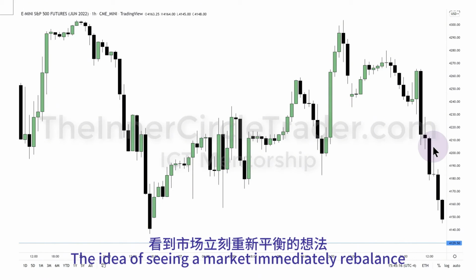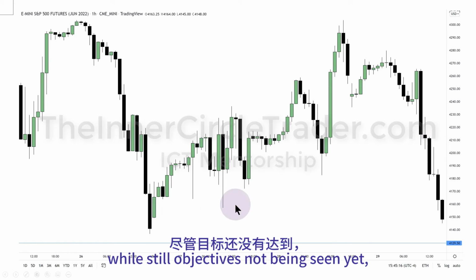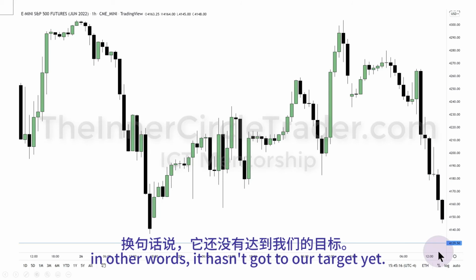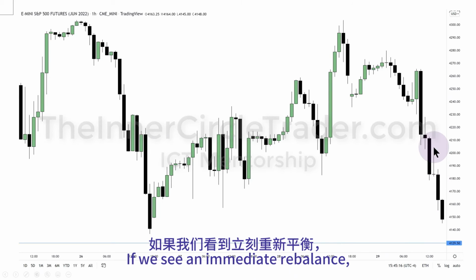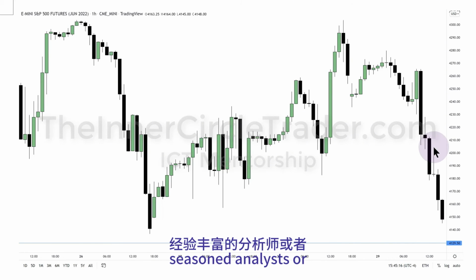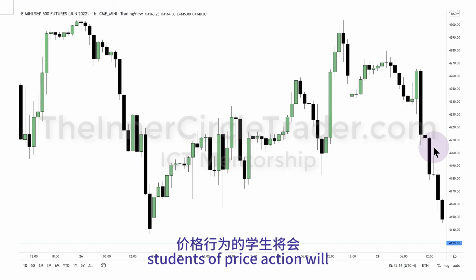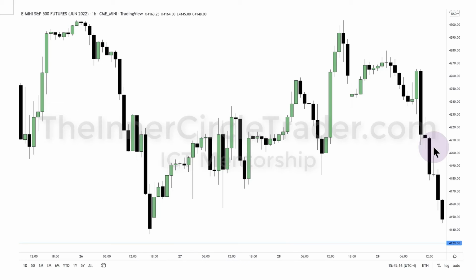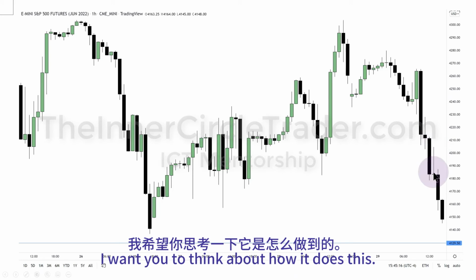The idea of seeing a market immediately rebalance while still objectives not being seen yet, in other words, it hasn't got to our target yet. If we see an immediate rebalance, during the time it's forming, retail or less seasoned analysts or students of price action will feel that it's making a reversal. I don't want you thinking that. Okay, I want you to think about how it does this.